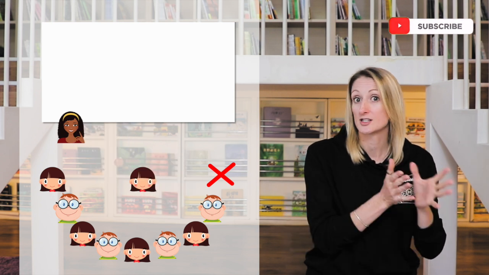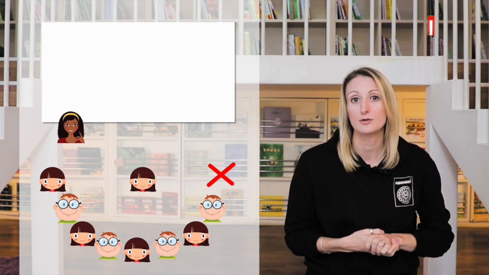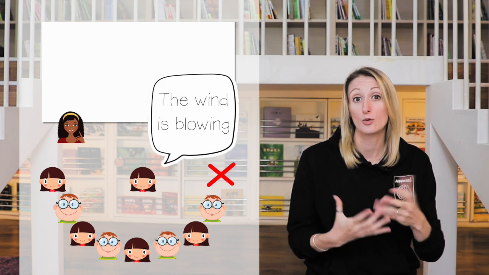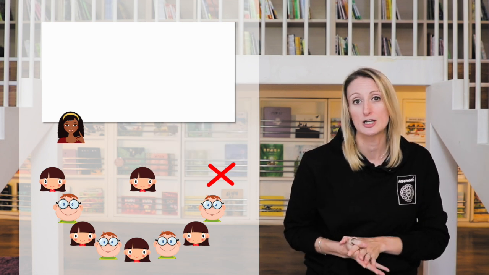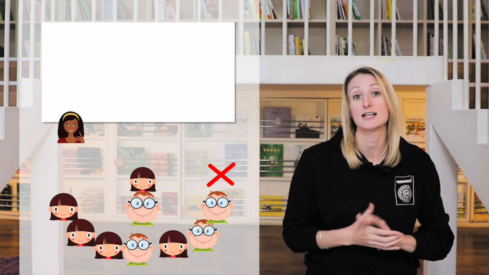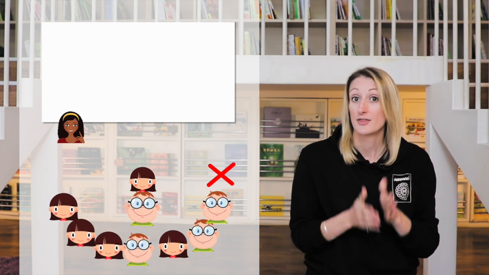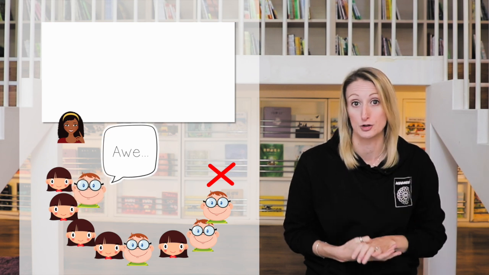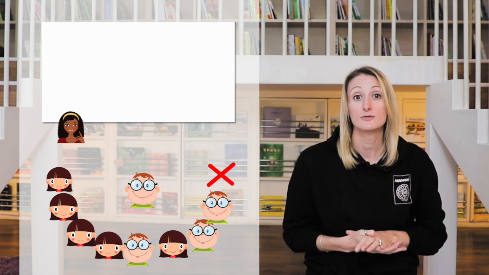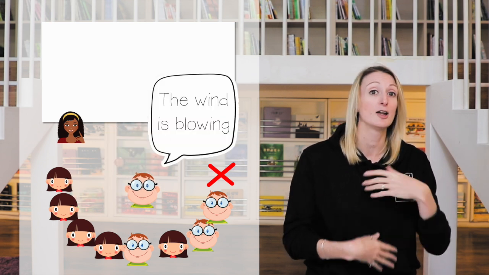That student then chooses a colour or an item of clothing and replies by saying, "The wind is blowing all the t-shirts." All the students wearing a t-shirt then need to stand up and switch seats as quickly as possible. That student in the middle needs to try and sit in one of those empty seats before another student. Whoever's left in the middle then says, "The wind is blowing," and we go again.